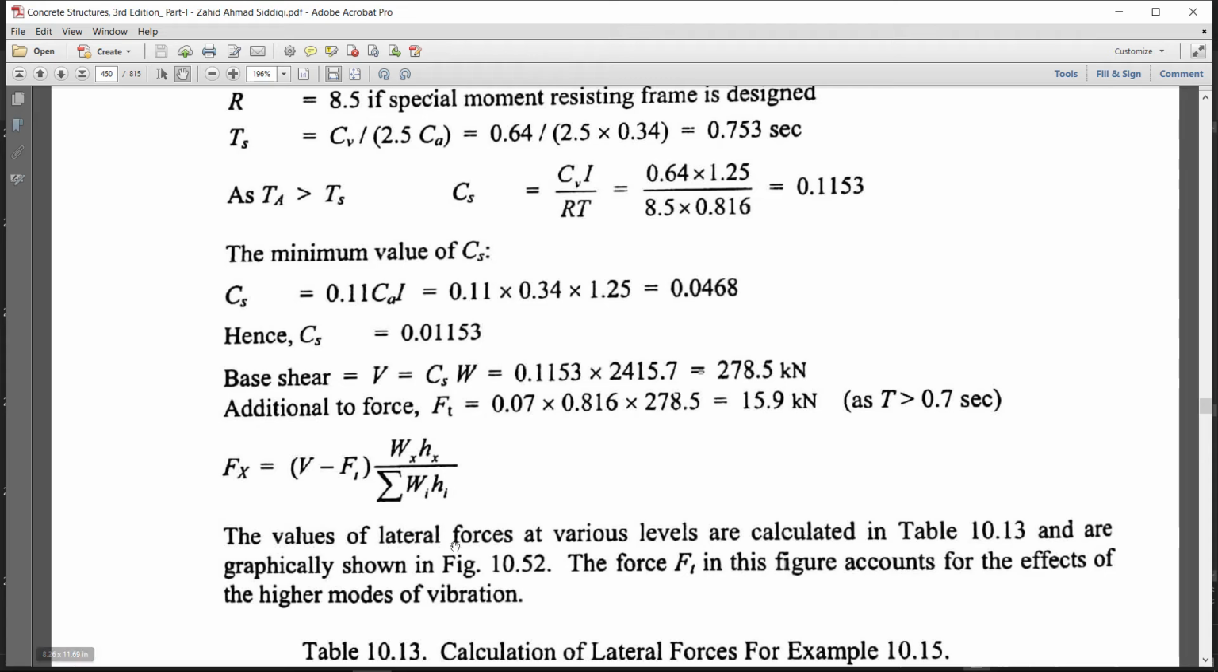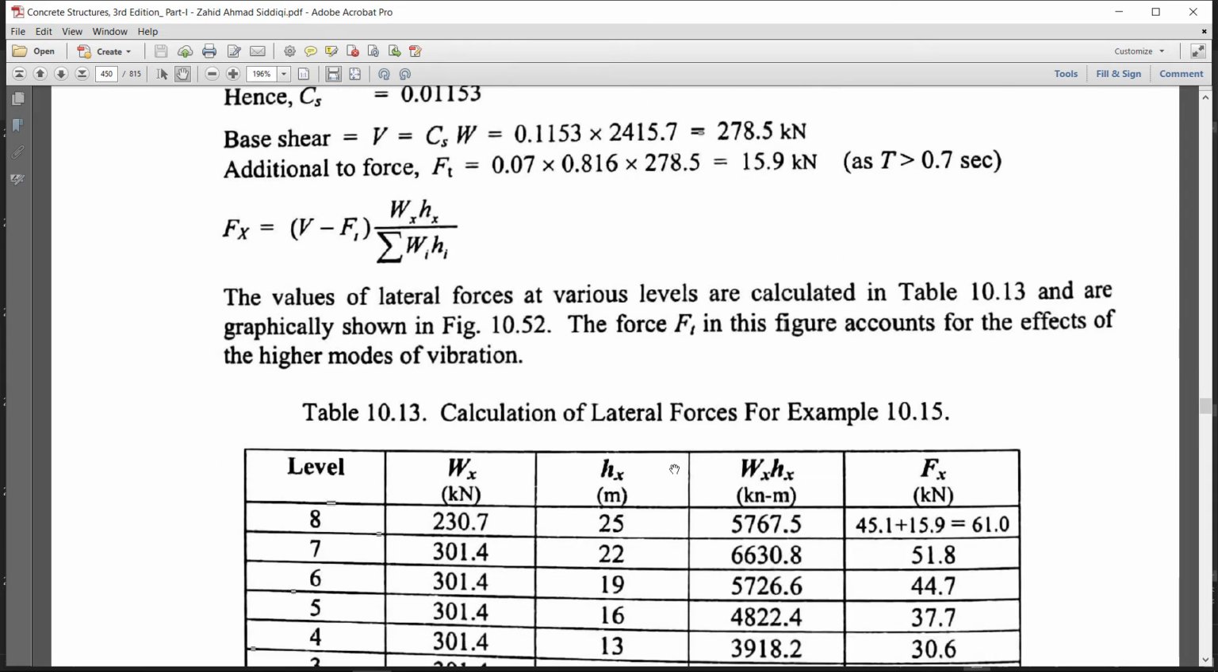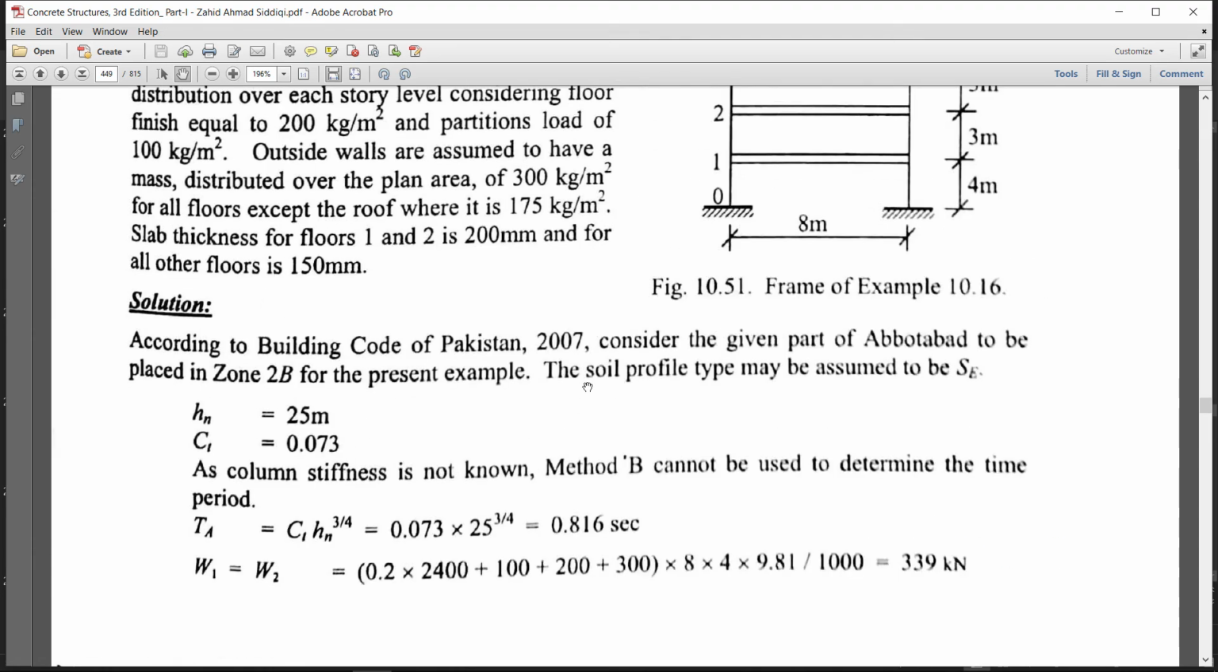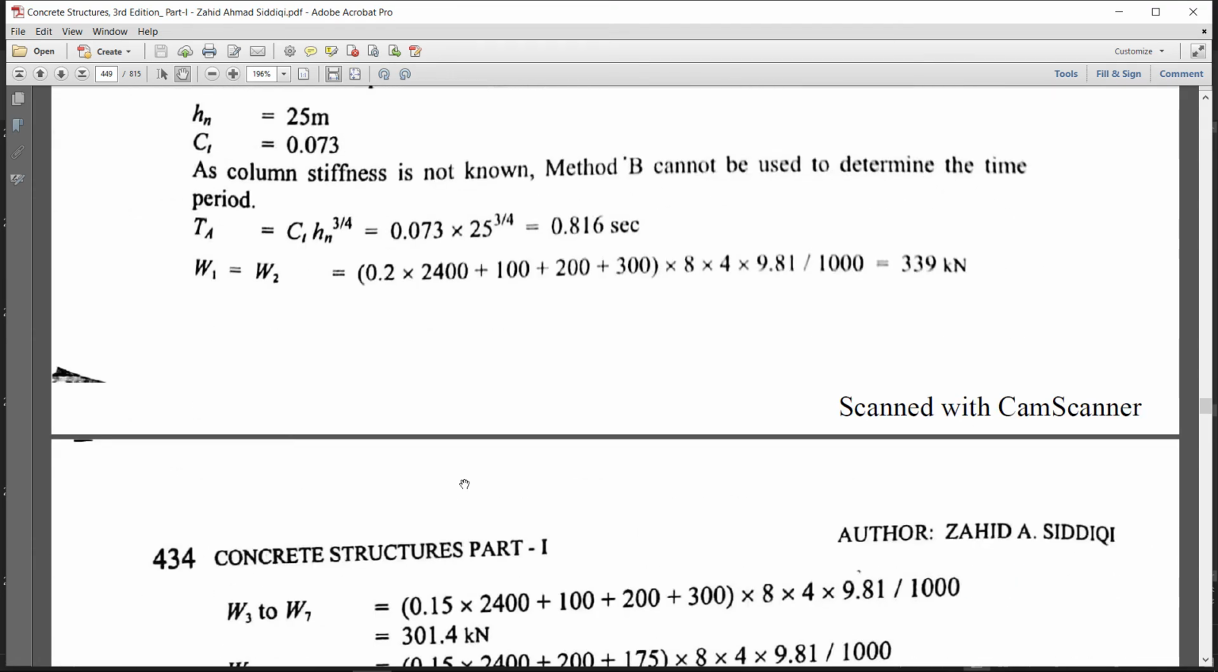The values of lateral forces at various levels are calculated in table 10.13 and are graphically shown in figure 10.52. The force FT in this figure accounts for the effects of higher modes of vibration. We have calculated 15.9 when the time period is greater than 0.7 second. Now see, here is the table calculation for lateral forces, for example 10.15, sorry, that is wrongly written, it is 10.16, not 10.15.